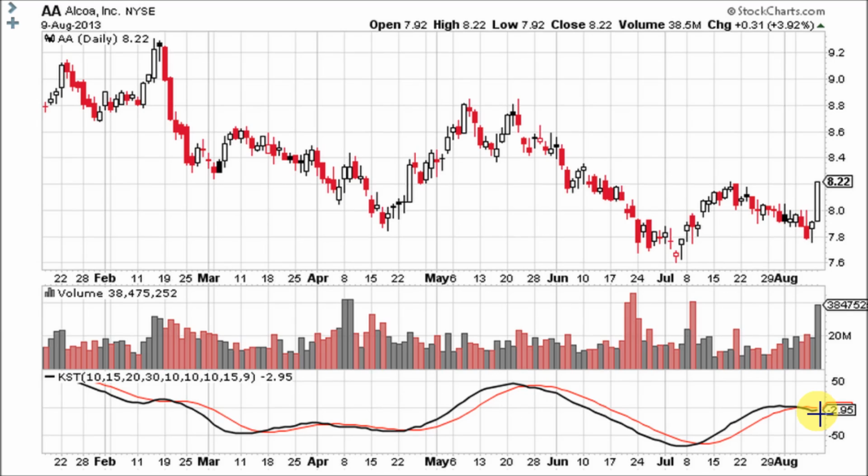KST can be used just like any other momentum oscillator, like the MACD, the PPO, and the TRIX. It most closely resembles TRIX, and because it's unbound, it's not really well suited to identifying overbought and oversold conditions. Signal line crossovers and trend line breaks are best for signals in conjunction with other forms of technical analysis.